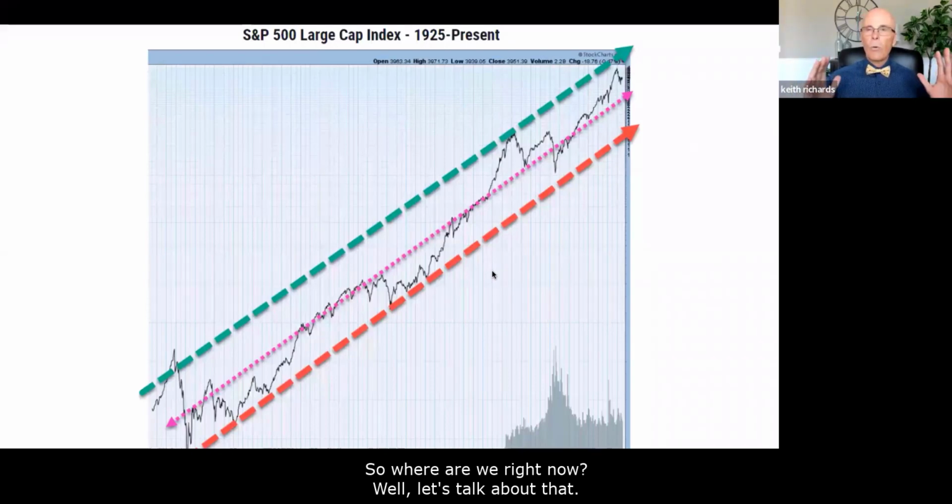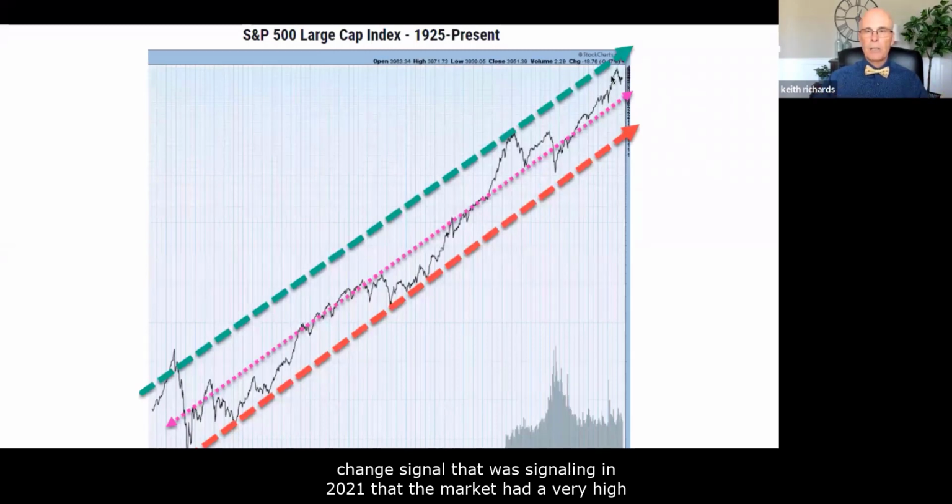So where are we right now? Well, let's talk about that. If we look at the top of this trend channel, you can see that we did hit the top in 21. And as I said, I did display this chart on both a video and in blogs back in late 2021. And by the way, I lined up this peak with a rate of change, a long-term rate of change signal that was signaling in 21 that the market had a very high chance of rounding over. And you can look back at my blogs to see if I'm lying.